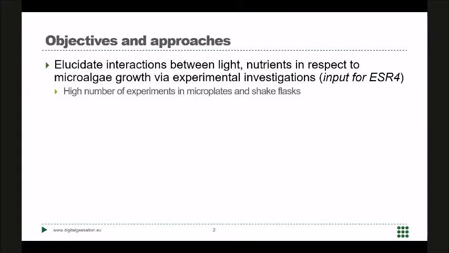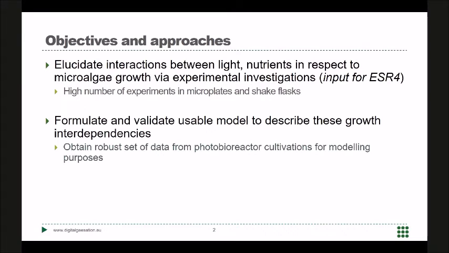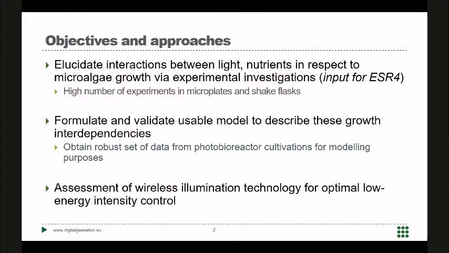We'll do that in microtiter plates and flasks, 8 flasks. The second is to formulate and validate a usable model to describe those growth interdependencies. We will obtain a robust set of data from photobioreactor cultivations for modeling purposes. And the third objective is the assessment of wireless illumination technology for optimal growth, optimal low energy intensity control. These are our 3 inputs.